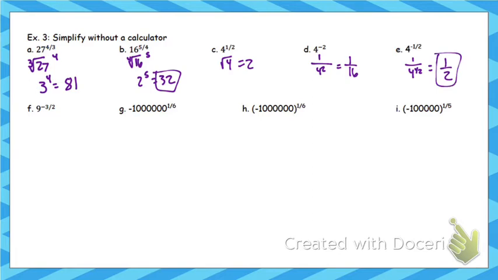All right, 9 to the negative 3/2, again, that's 1 over 9 to the 3/2. So that's 1 over the square root of 9 to the 3rd, which is 1 over 27.